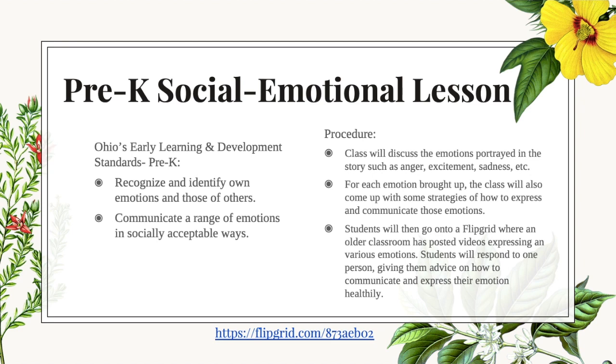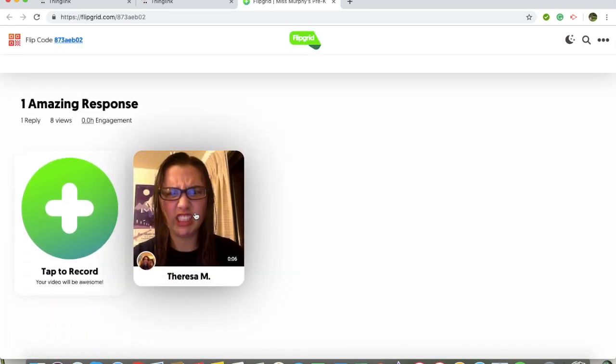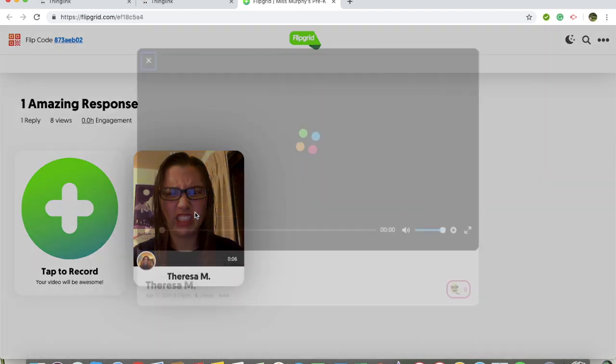The older students would have added videos of themselves explaining a scenario where they had a strong emotion. The students would then respond to their scenario and explain ways that they could help the older students to express themselves in a healthy way. This Flipgrid would then be used for behavior management in the classroom, referencing the videos when students were happy, upset, or angry to give them ideas on how to express their emotions well. Here is an example of a Flipgrid I created where the emotion of anger is expressed.